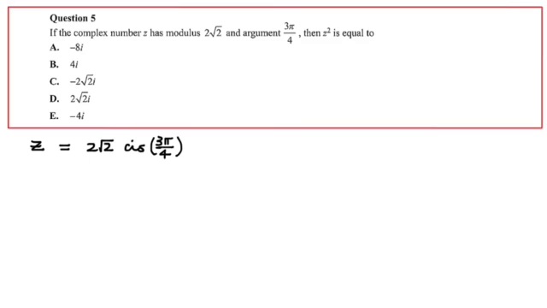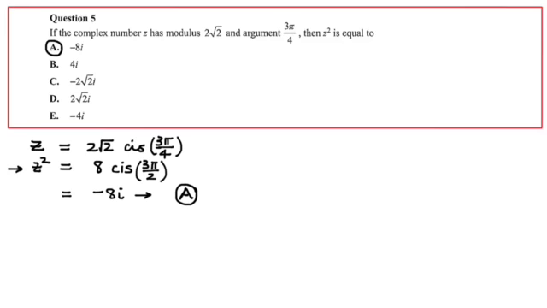Z is 2 root 2 cis 3/4 of pi, and therefore, of course, Z squared is just going to be 2 root 2 all squared cis of twice the angle, so 3 pi over 2. So after you just fiddle with this a bit, you'll just get minus 8i, because cis of 3 pi on 2 happens to be, now let's think about that, well, it's just minus i. So 8 times minus i gets minus 8i, doesn't it? So is that somewhere? Yes, it's option A.